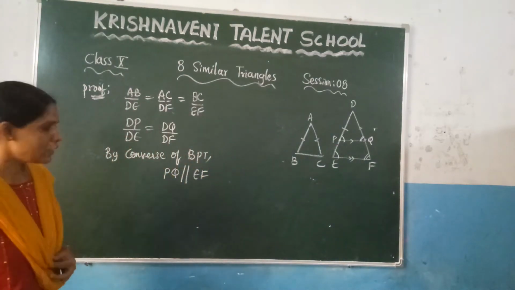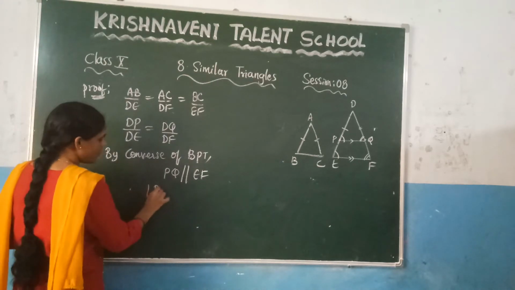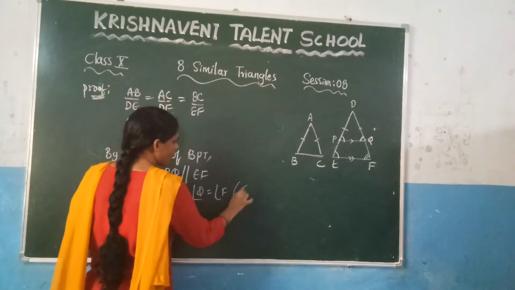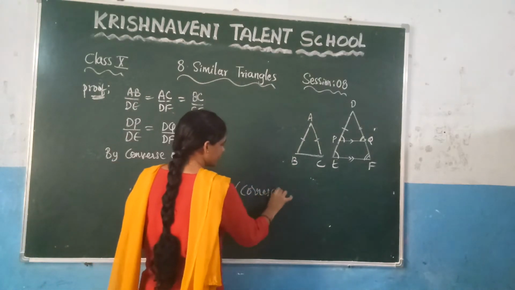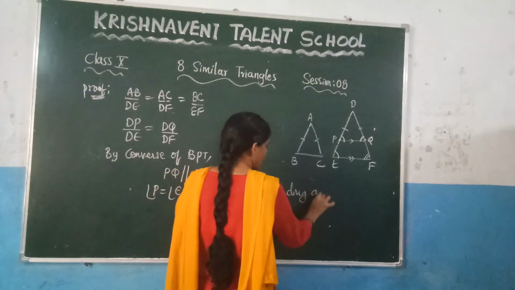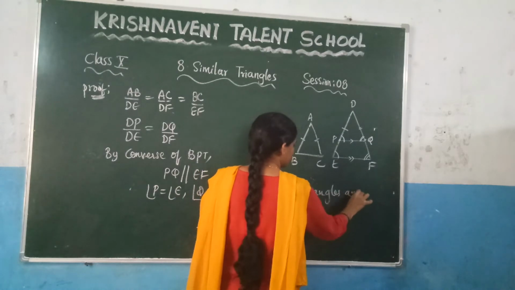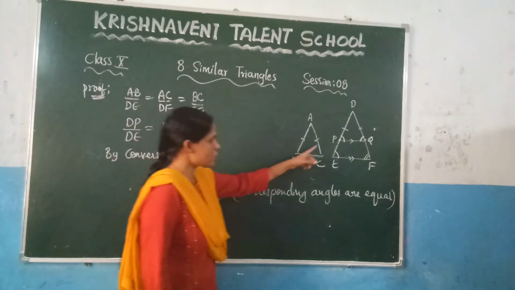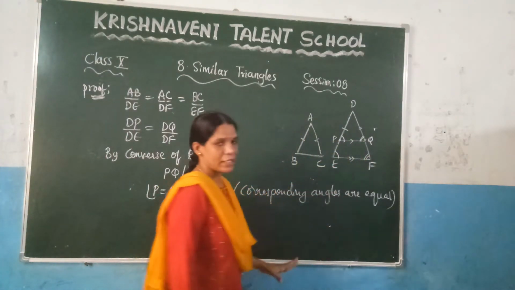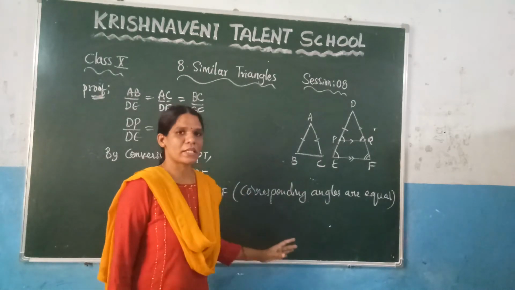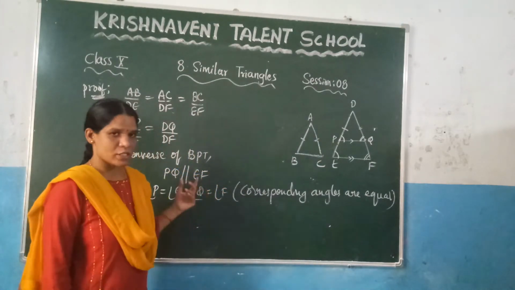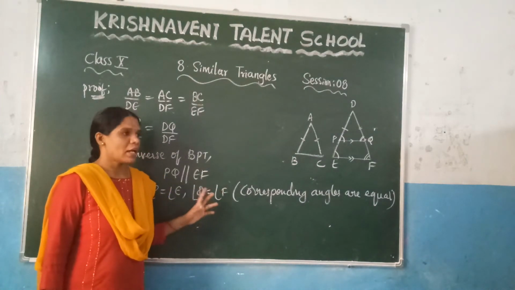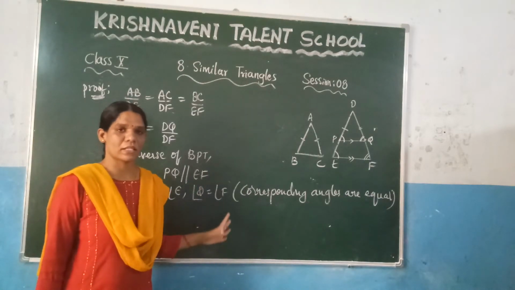So write it here, therefore angle P is equal to angle E and angle Q is equal to angle F. Why? Because the corresponding angles are equal. So here, angle P is equal to angle E, angle Q is equal to angle F. Now we are going to use angle, angle, angle similarity. Just now, before this session, we proved what angle, angle, angle similarity is.